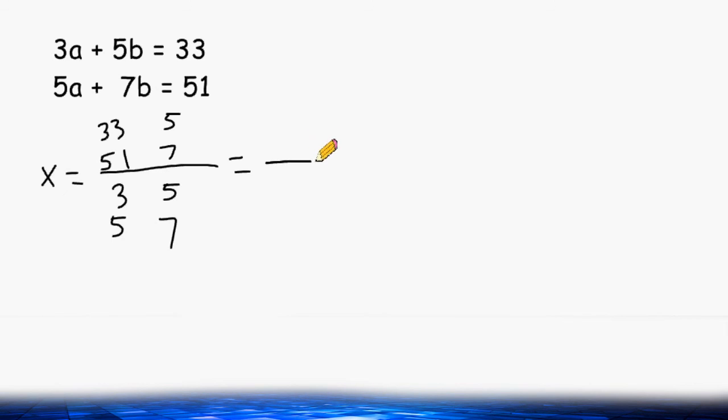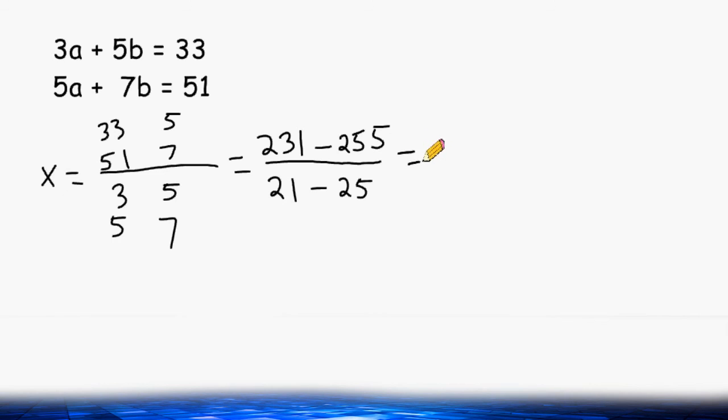Now that we have the numbers in their proper positions, we're going to start by finding all of the cross products, starting with 33 times 7, which is equal to 231. And right away we have to write a subtraction sign because we always subtract this cross product from this cross product. 51 times 5 is equal to 255. And we do the same thing for the denominator. 3 times 7 is 21. And we subtract from that this cross product, which is 25.